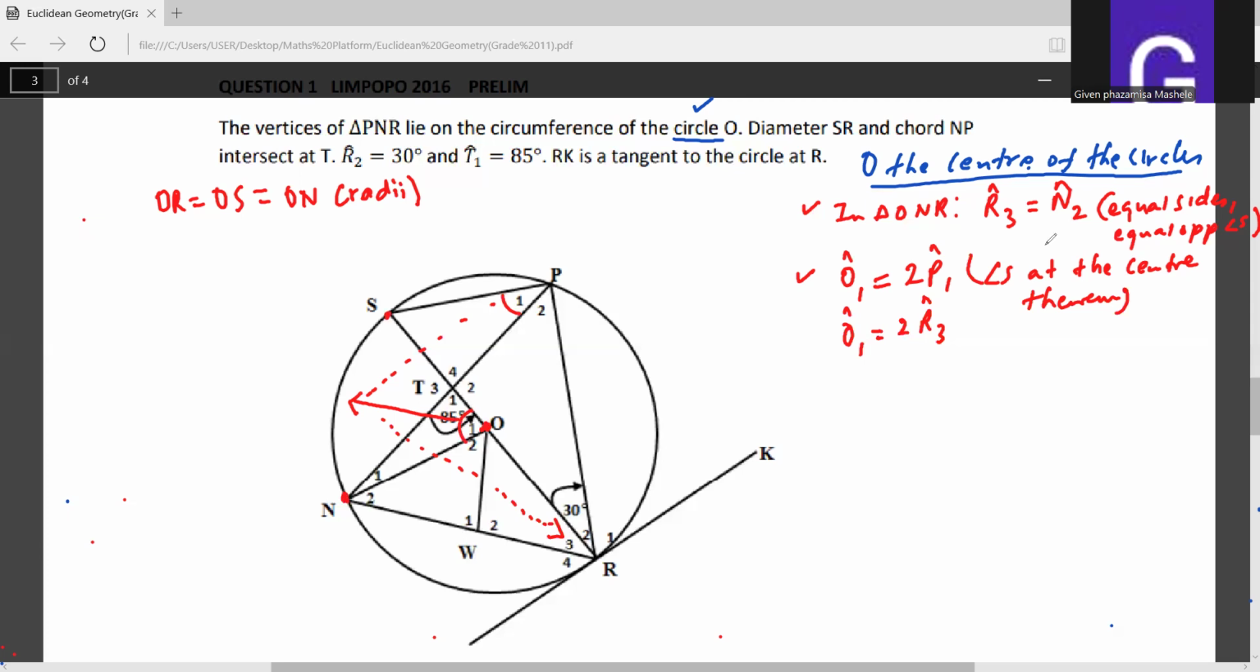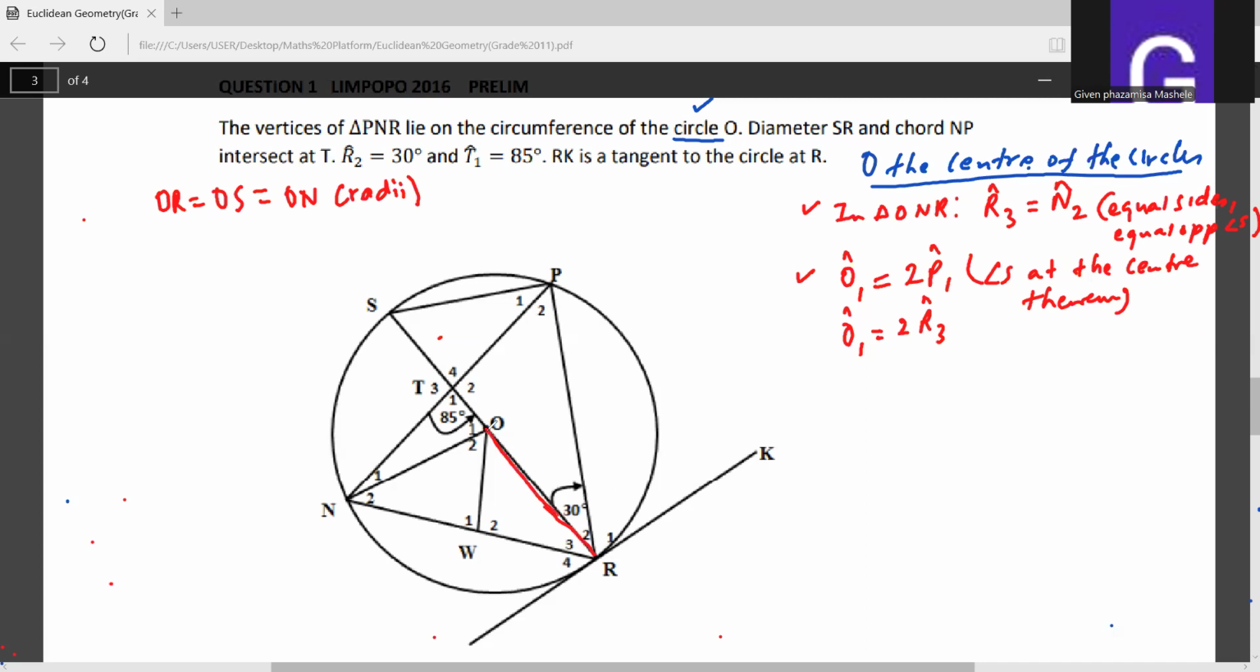But now we still have another angle, but unfortunately it's not labeled. If it's not labeled, we can still use it. Let's just use it. Look at the whole of reflex angle RON, from R to O to N.